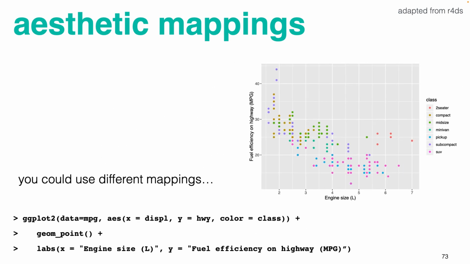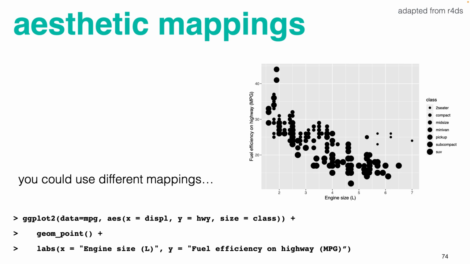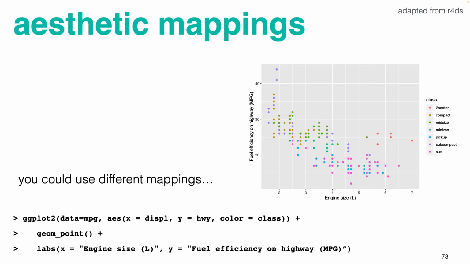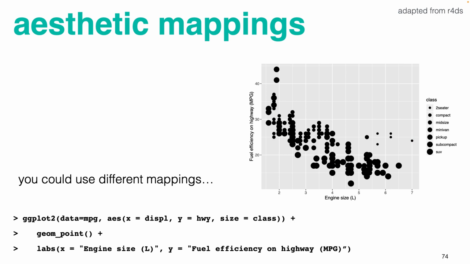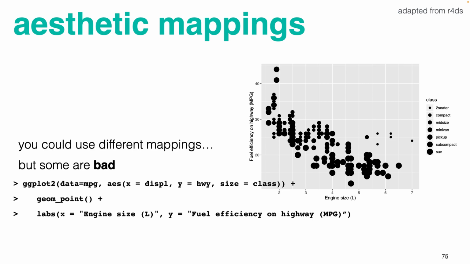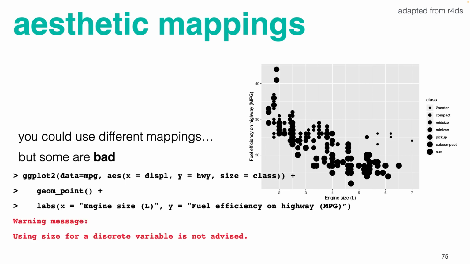So you can use different mappings. We can use size instead. So instead of color, you've got size is class. Is that better or worse? It's worse, yeah. Remember that chart of the visual channels? Size is actually good for continuous variables, not for categorical variables. So it's something to keep in mind. In fact, ggplot will tell you using size for a discrete variable is not advised. Size is continuous, so you don't want it for a discrete variable.